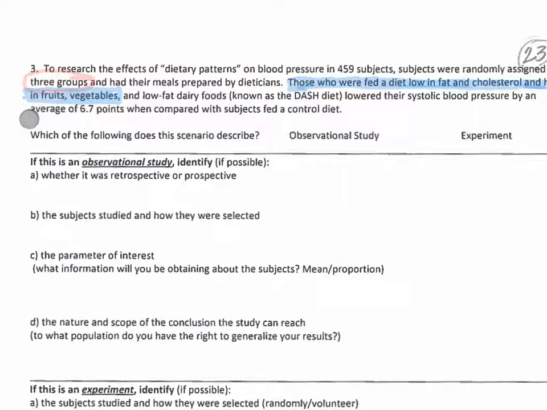Group number 2 was what? This DASH diet, the low-fat dairy foods, known as the DASH diet. Who's the third group? Good, the control diet. So those were our 3 groups of diet.